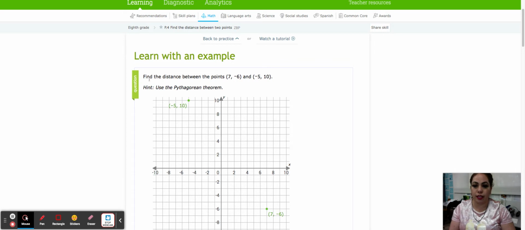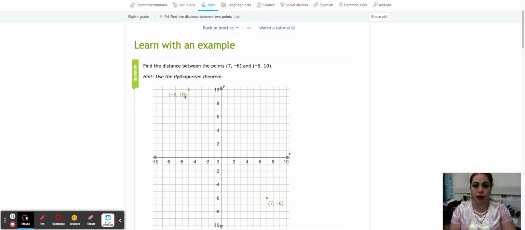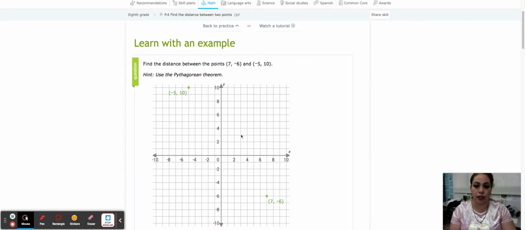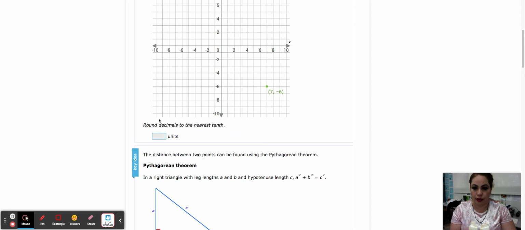Okay, so on the example, it says find the distance between the 2 points, 7 and -6, and -5 and 10. Hint, use the Pythagorean theorem. And they already have a graph for us, so that's perfectly awesome that they already have it.